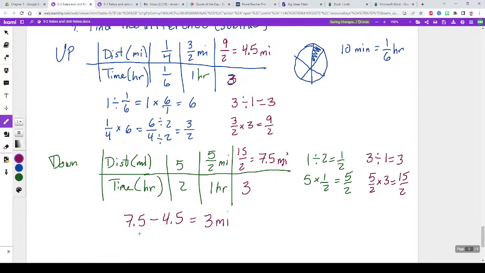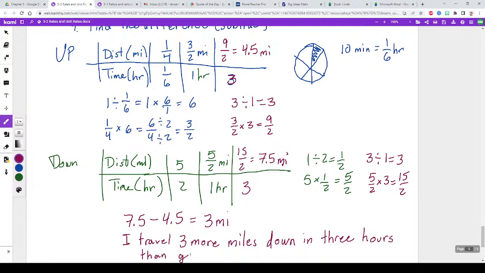So the final capstone to this problem is, since I said you earlier, I travel 3 more miles down in 3 hours than going up.